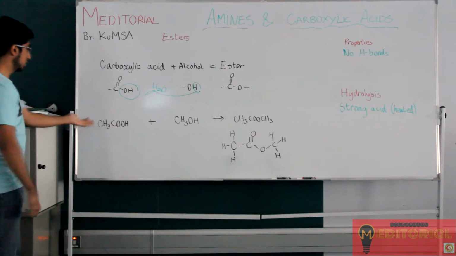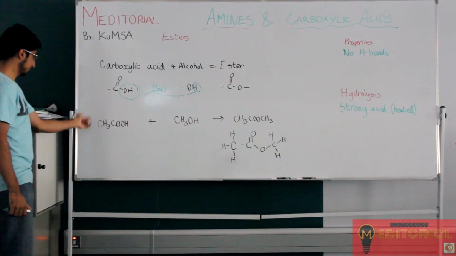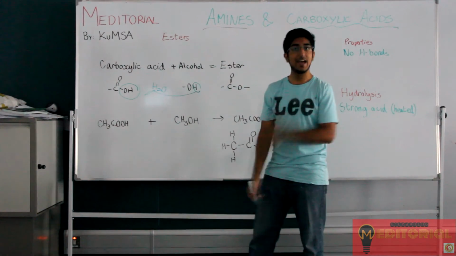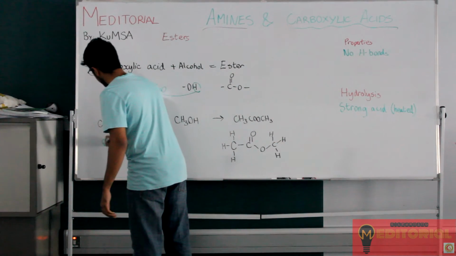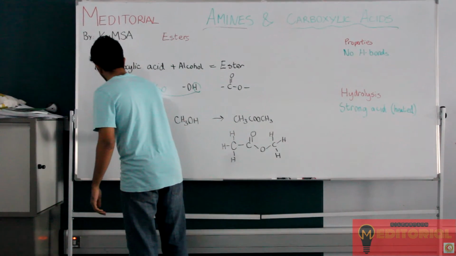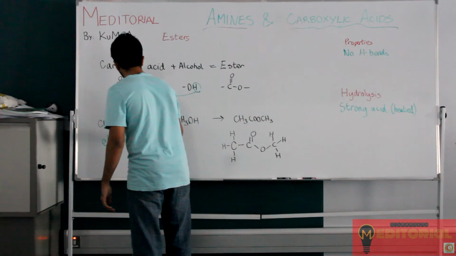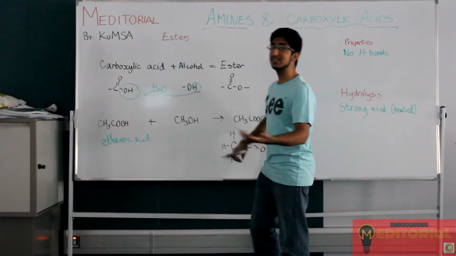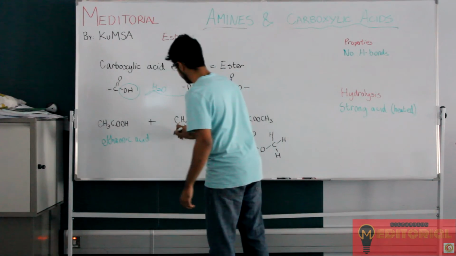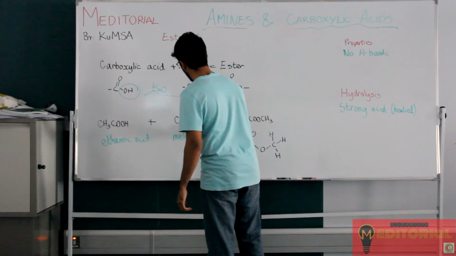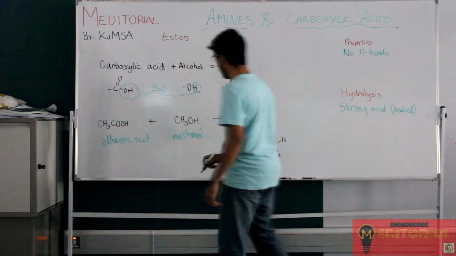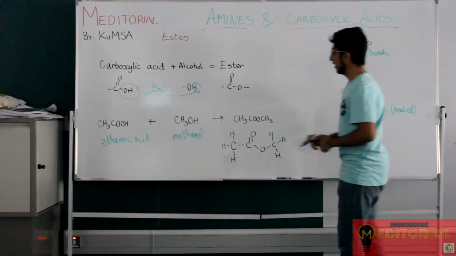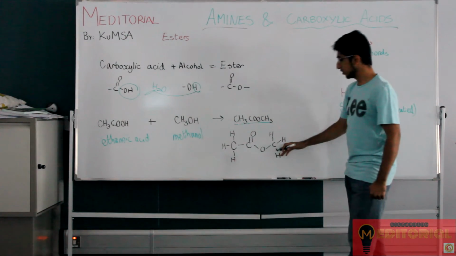Let's do an example. So here I have a carboxylic acid. It has 2 carbons. So 2 carbons means ethanoic acid. Let me write that down. Ethanoic acid. What about the alcohol that I have? The alcohol that I have only has 1 carbon. That means it is methanol. Now, methanol and ethanoic acid will react together to give an ester. Now, this is the condensed formula, and this is the structural formula.